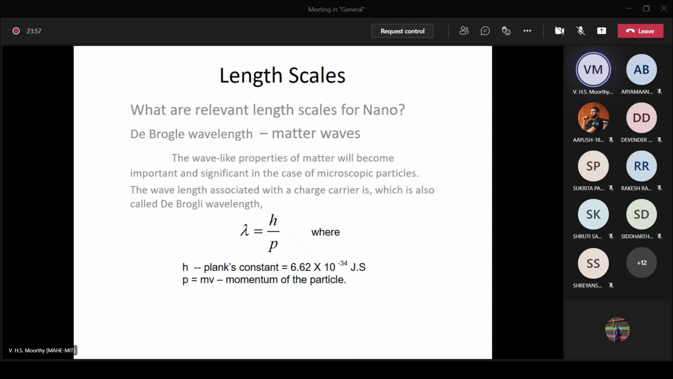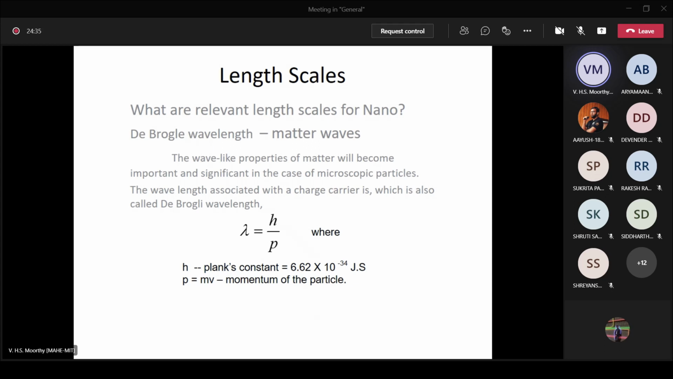Below that length scale, partial or full confinement of the charge carriers will happen. And one important thing, as I discussed at that time also, we have to define the length scale of a material for a particular property and for a particular material. So for example, if we take metal, as we discussed in the previous class, metal and electrical conductivity.